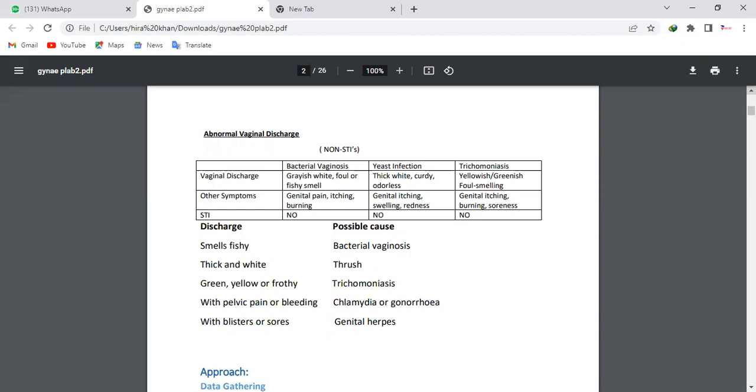And you should also know that for all the non-STIs, having sex with multiple partners or having a new partner in life can provoke these infections. No doubt these are known sexually transmitted infections, but still sexual activity with more than one partner or having a new partner can trigger this.